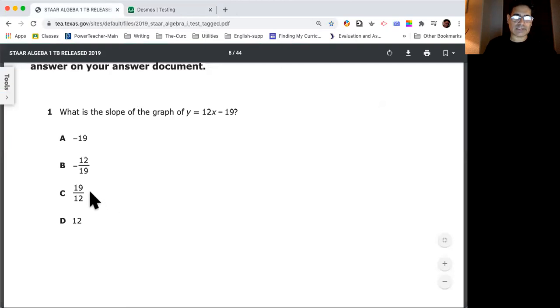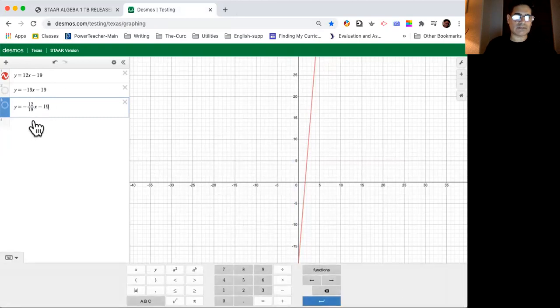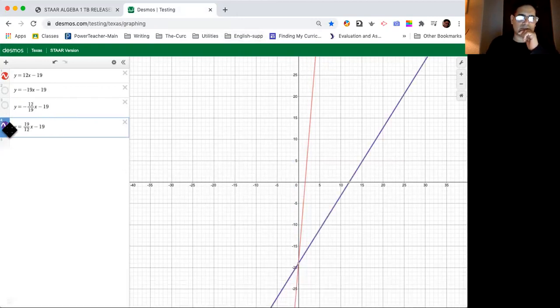Continuing on, let's see the graph of 19/12 over, and we make a fraction again, clicking the divider, and that's 19/12. Still no match. Let that one go away.